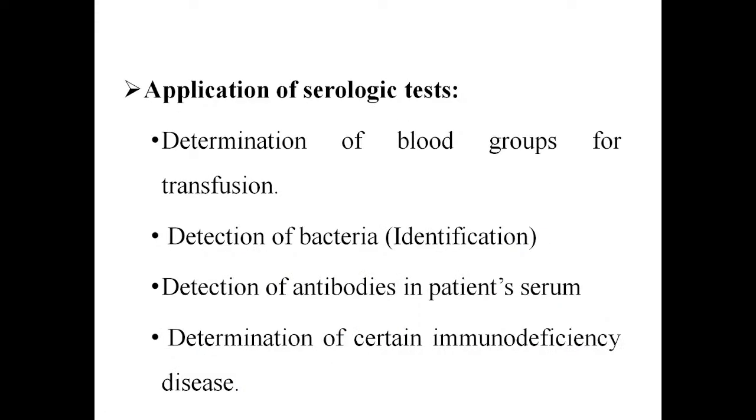What is the application of serological tests? We can use serological tests for determination of blood groups before transfusion, detection of bacteria for identification of bacteria, detection of antibodies in patient serum, and for determination of some immune deficiency diseases in patients, because in some diseases the immune system of the human organism, B cells, produce antibodies against own human cells. We can detect these antibodies and determine what immune deficiency disease is present in the human body. So we have said that if we mix antigen and antibody, they can react if they are specific, if the antibody is caused by the action of this antigen.